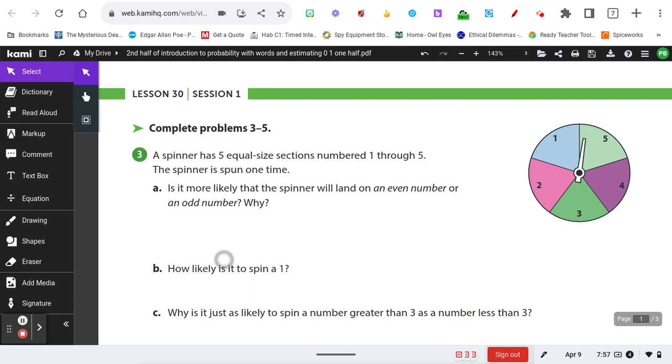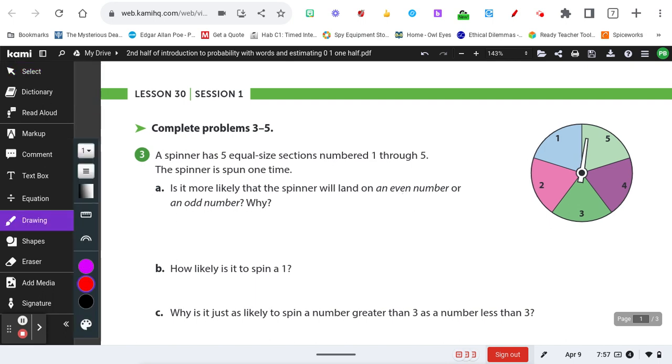It says a spinner has 5 equal size sections, number 1 through 5. The spinner is spun only once. Is it more likely that the spinner will land on an even number or an odd number? Let's take a look at how many even numbers we have. 2 is an even number, and 4 is an even number. Those are the only even numbers. An odd number will be 1, 5, and 3. Those are the odd numbers. It is more likely that it will land on an odd number because there are more of them.